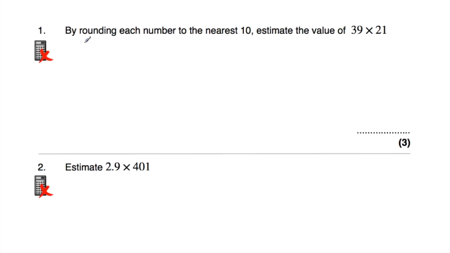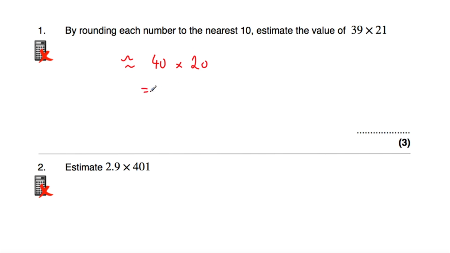So question number 1 says, by rounding each number to the nearest 10, estimate the value of 39 multiplied by 21. So we want to round each of these numbers to the nearest 10. So 39 to the nearest 10, well, if we were to choose between 30 and 40, it's closer to 40 than 30, so we're going to choose 40 there. And 21, well, it's closer to 20 than it is to 30, so we're going to choose 20 there. So 39 multiplied by 21 is approximately equal to 40 times 20.